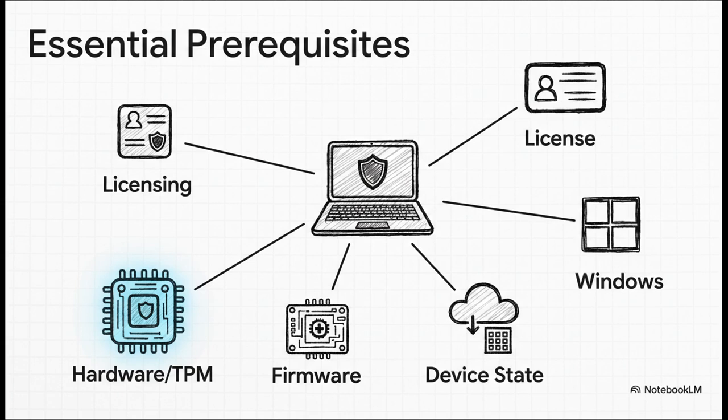You see how all of this connects, right? You need the right license to manage things in Intune and the right version of Windows so you even have BitLocker. But the real linchpin, the piece that makes all the silent automation possible, is that hardware requirement, the TPM chip. It's like a tiny, secure vault built right onto the motherboard that holds the encryption keys.